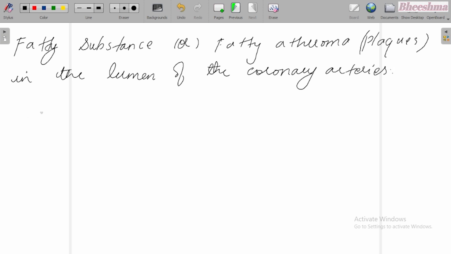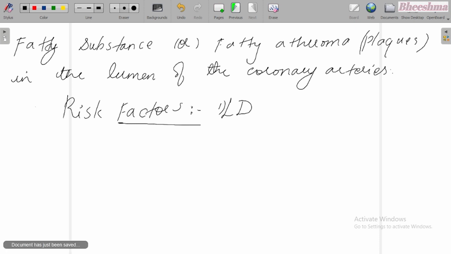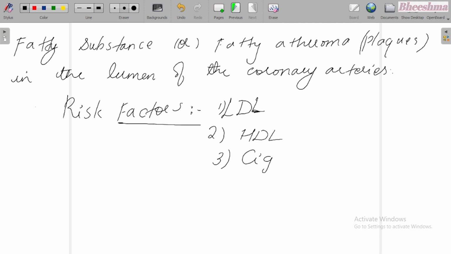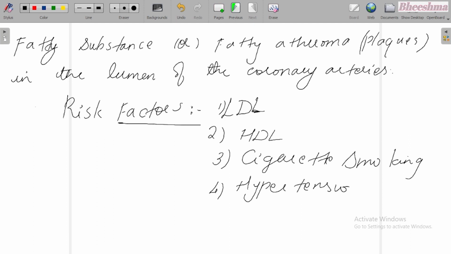I will tell about these risk factors. The main risk factors are low density lipoprotein, and the second one is high density lipoprotein, the third one is cigarette smoking, and the fourth one is hypertension. These are the main risk factors of coronary atherosclerosis.